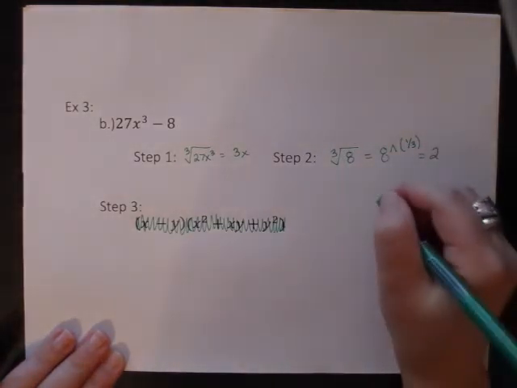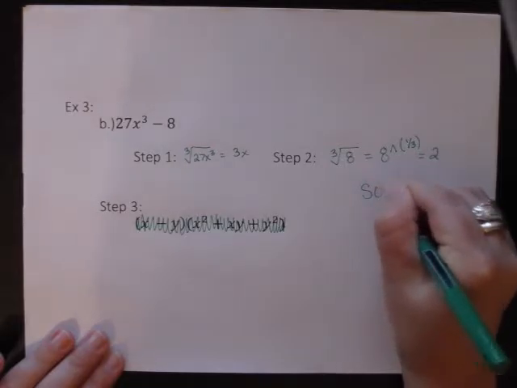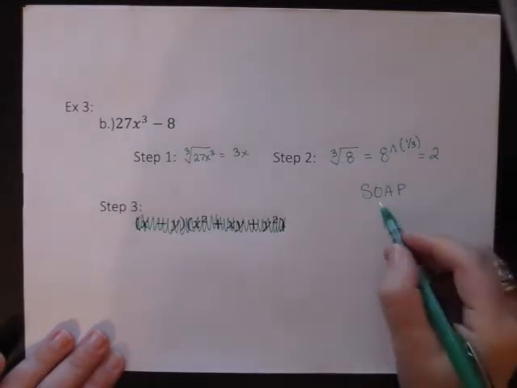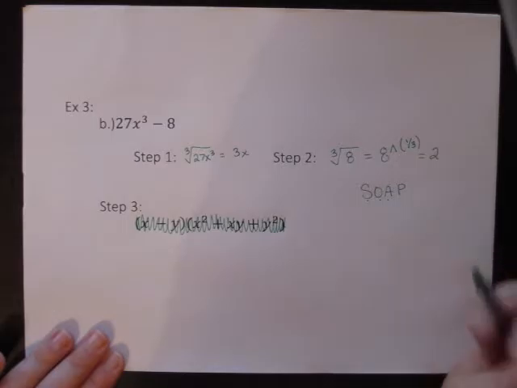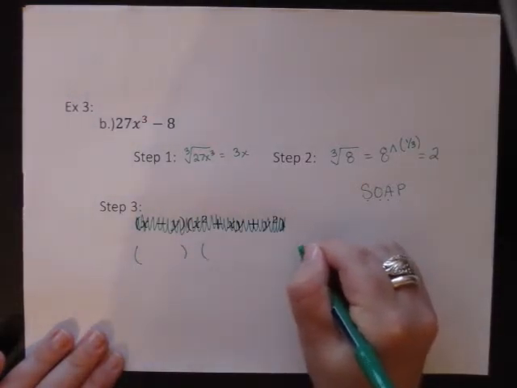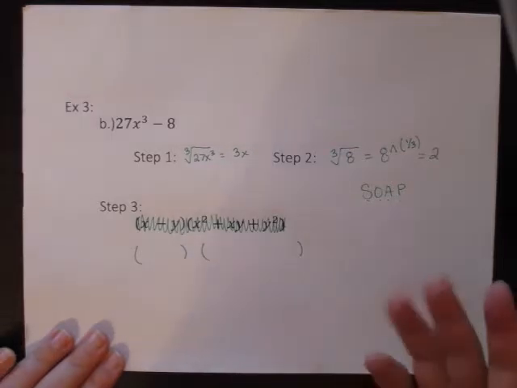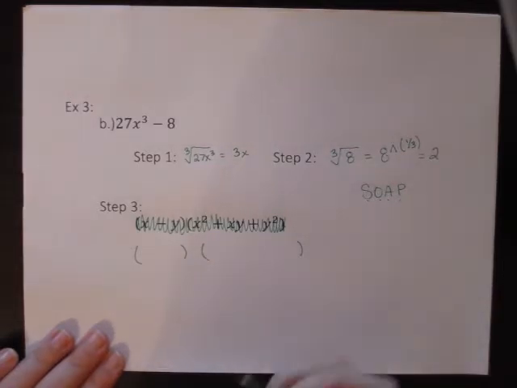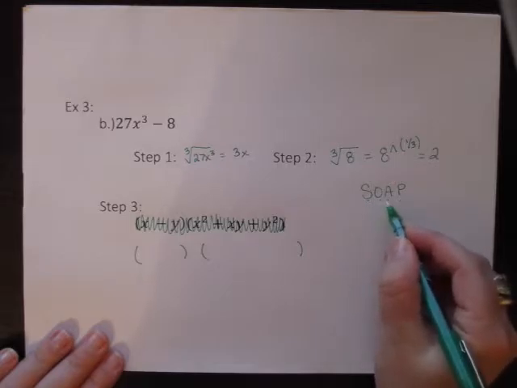Alright, next thing I want to do is set up my binomial and my trinomial, so I'm going to think of SOAP. Remember, SOAP is same, opposite, always positive. So I set up my binomial and my trinomial, which binomial just means two terms, trinomial means 3. And then I've got to do same, opposite, always positive.